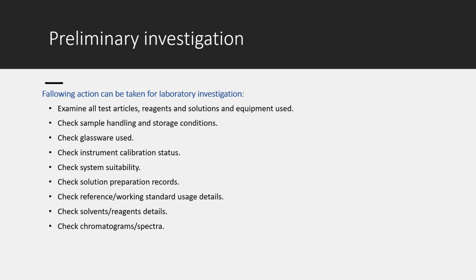Next, check the chromatograms and spectra of that particular injection. Check the calculation of the results, that is, whether all the calculations have been done correctly and the outcome of the calculation is accurate. Next, check the qualification status of the analyst. The analyst who performed the analysis and observed the OOS result should be checked to see whether they are well qualified or not.